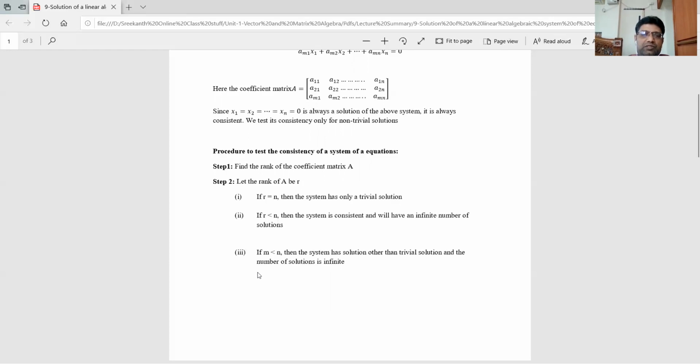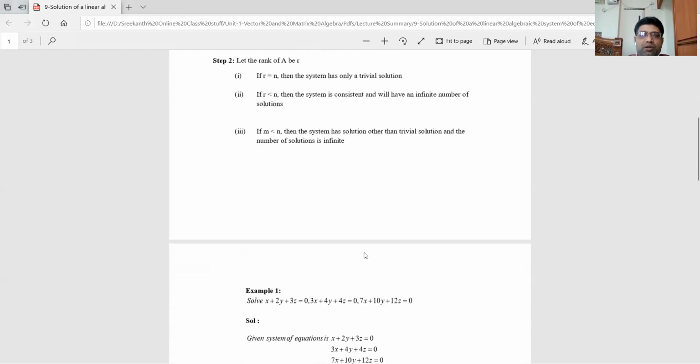And the third one, this is also one observation. If the number of equations is less than the number of unknowns, then the system has a solution other than the trivial solution, and the number of solutions in this case is infinite. So this is also one observation. Now we will see a problem on this.